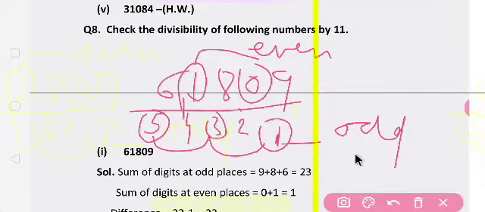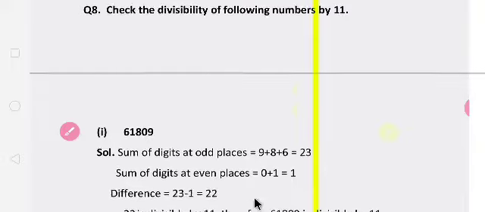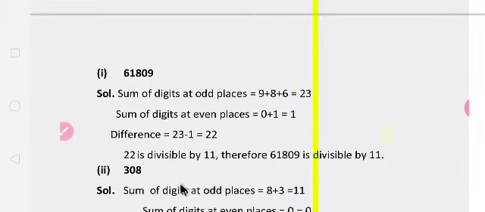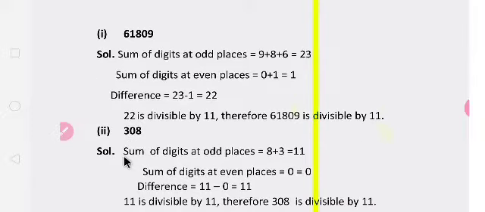Now after adding the sum of digits at odd and even places, you have to find the difference. Difference means minus. So 23 minus 1 is equal to 22, and we can see that 22 is divisible by 11. Therefore 61,809 is also divisible by 11. Let us see the second question, 308.